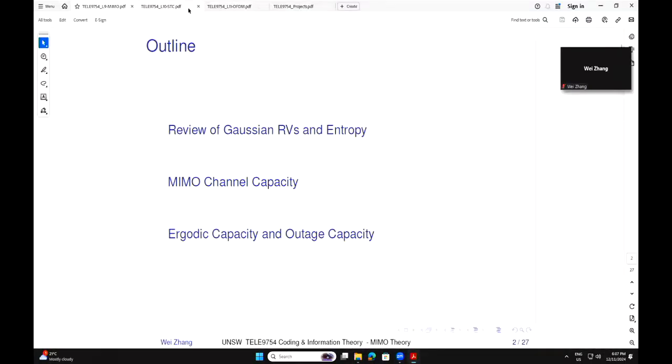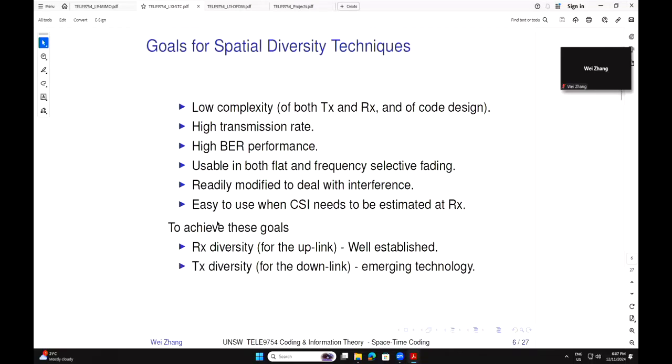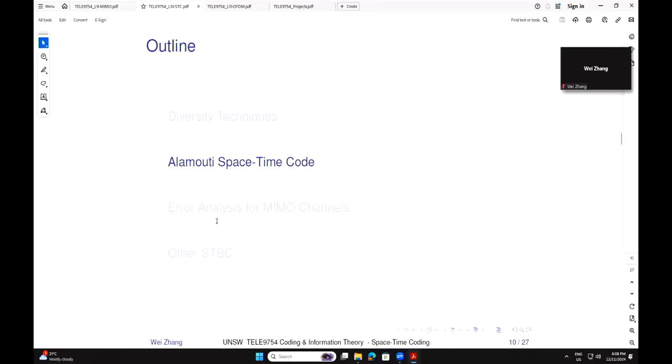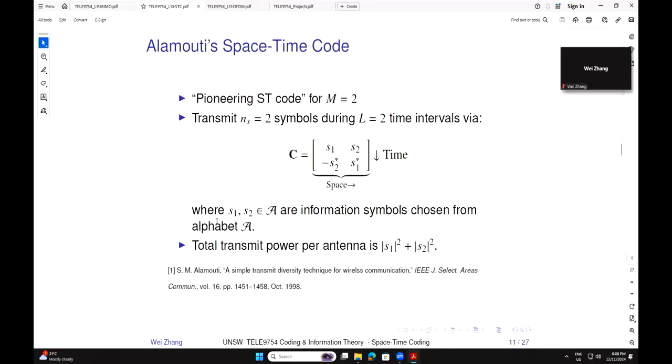So let's go to the space-time coding we discussed last time. Skip this antenna diversity. We first go to the Alamouti code. If you look at the Alamouti code, it is a 2x2 matrix. That means the information symbols are sent from 2 antennas and at 2 time slots respectively. So we have the time dimension: the first row is time slot 1, the second row is time slot 2. We also have the space dimension: the first column is antenna 1, the second column is antenna 2.